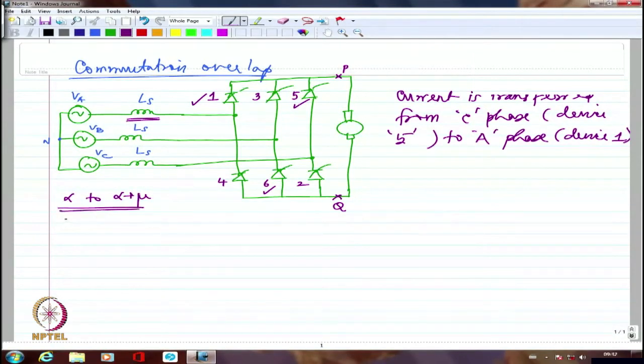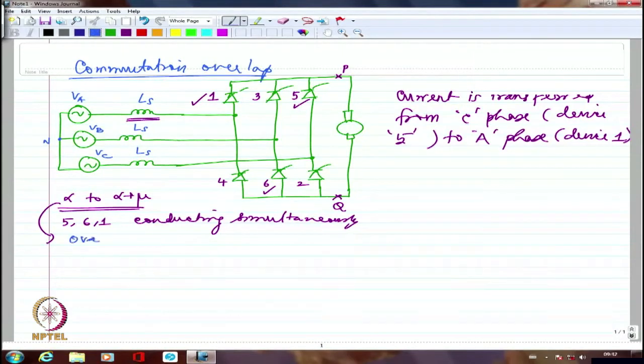And we call this interval the overlap interval. Because I'm having an overlap between A phase and C phase, which I should not have had if the source inductance effect was not perceivable. So this is what is the overlap interval.